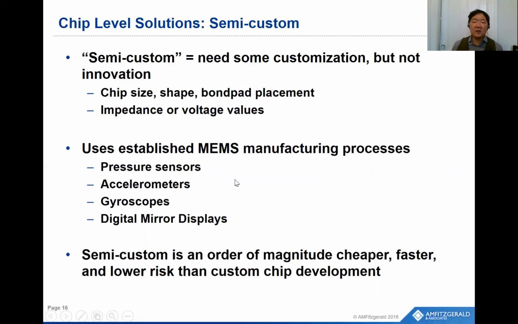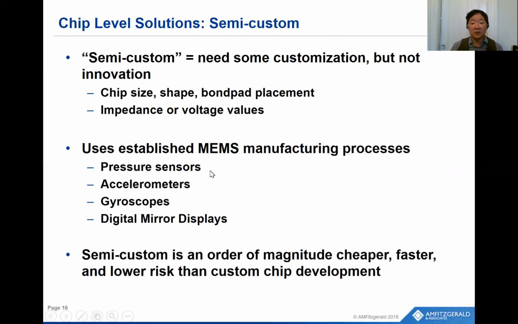What do I mean by semi-custom? Well, what I mean is that it's a situation where you need some customization, but you don't need an entirely new type of chip. So what you might need to change are things like the chip size or shape. You might need to move the bond pads around. Electrically, you might want to change the chip's impedance or voltage values. And you can pursue a semi-custom solution if you have an established MEMS chip. So pressure sensors, accelerometers, gyroscopes, digital mirrors, these all have established MEMS manufacturing processes that are potentially available to you.